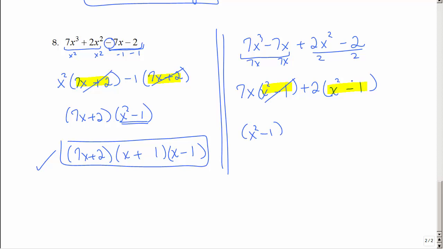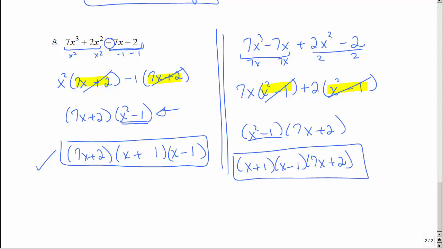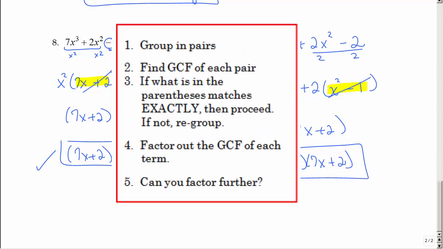Factor that out. What do they have left? Now, isn't that the same exact thing, just in a different order? Again, I would keep going here. Same exact answer, even though I grouped it a whole different way. Easy lesson, just make sure that your parentheses match exactly before you keep going.